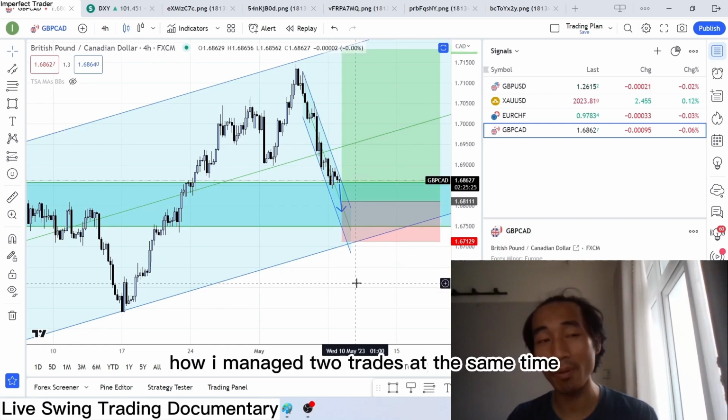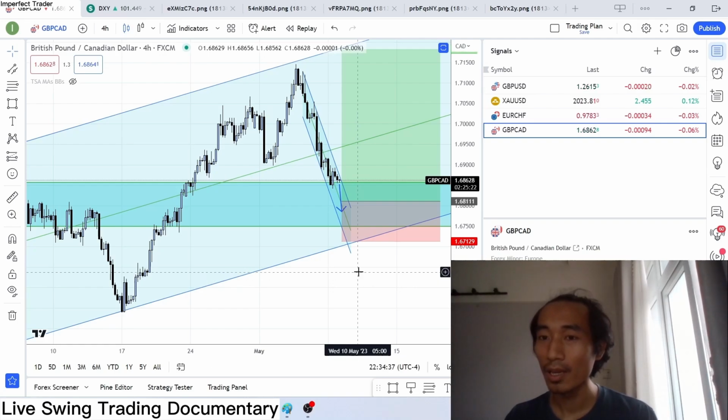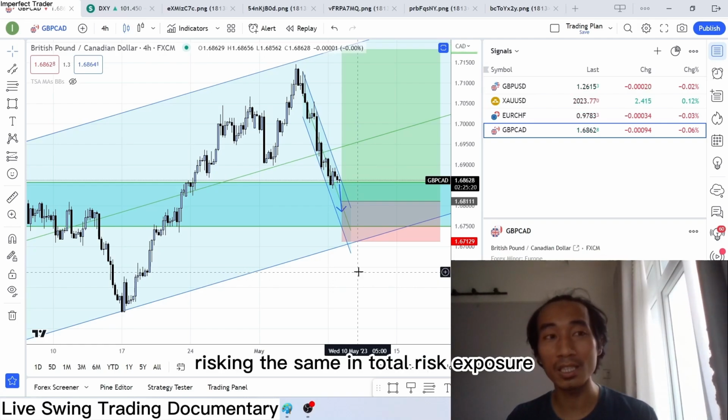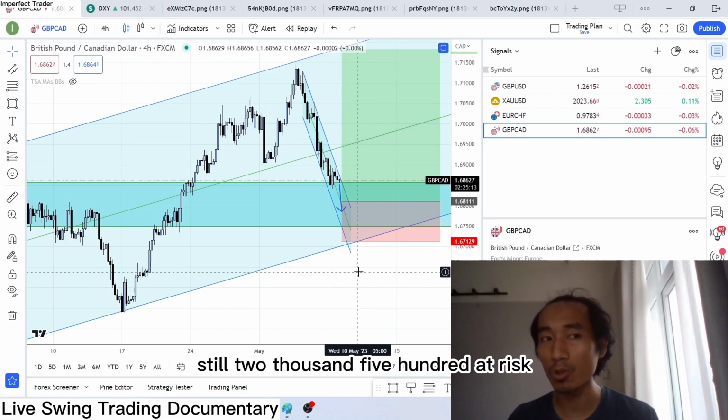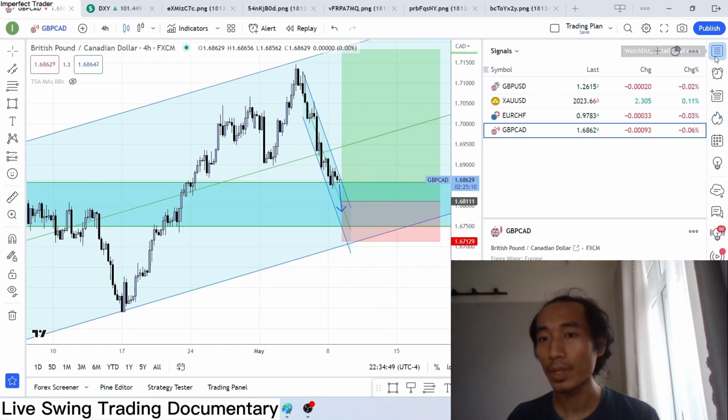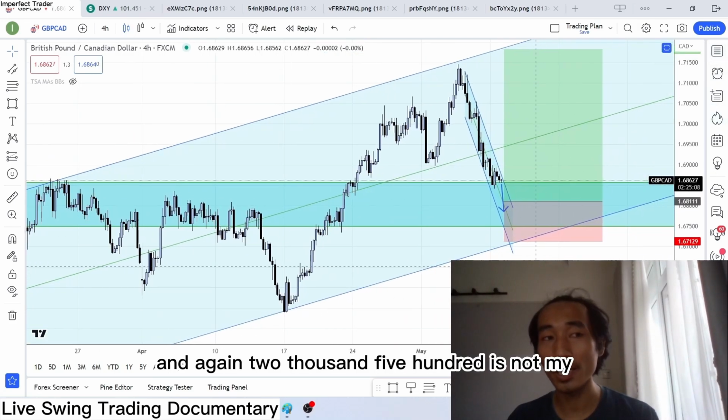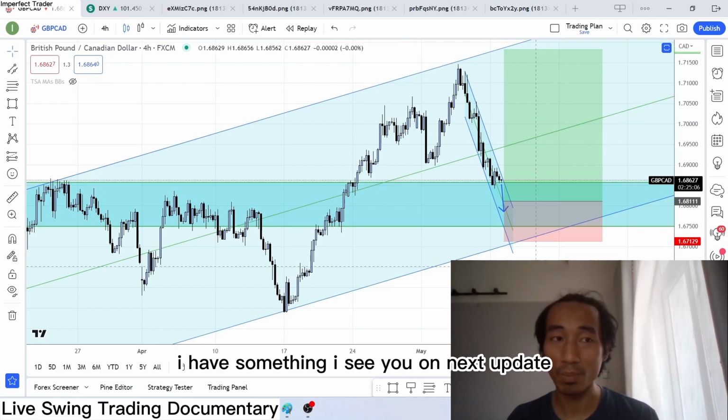If we can take this trade, then it's gonna be a beautiful 4-hour video. I'm gonna show you how I manage two trades at the same time, and still risking the same in total risk exposure. I'm not doubling my risk or something. Still 2,500 at risk, and again 2,500 is not like all the money I have.